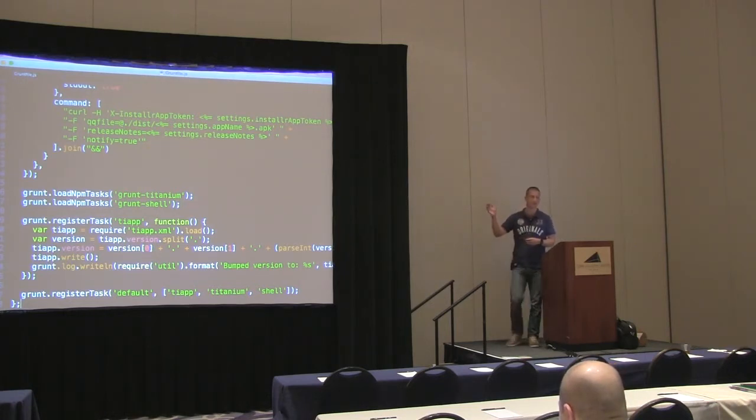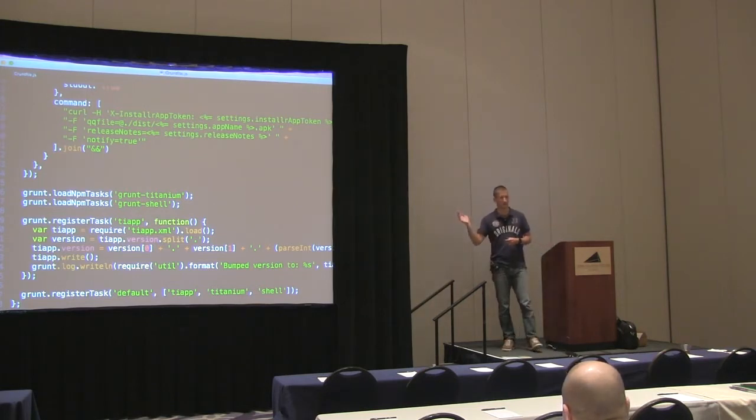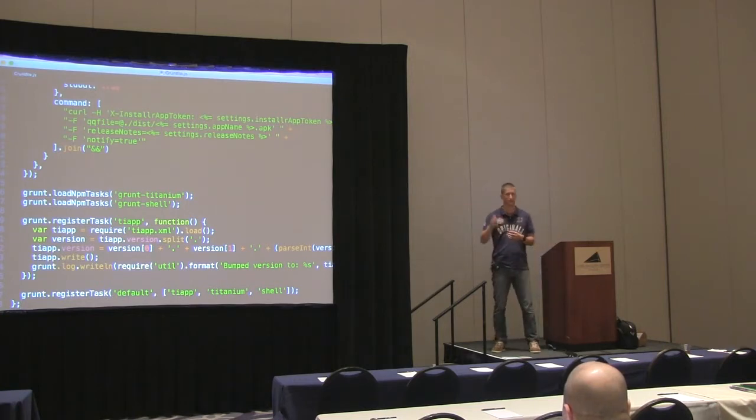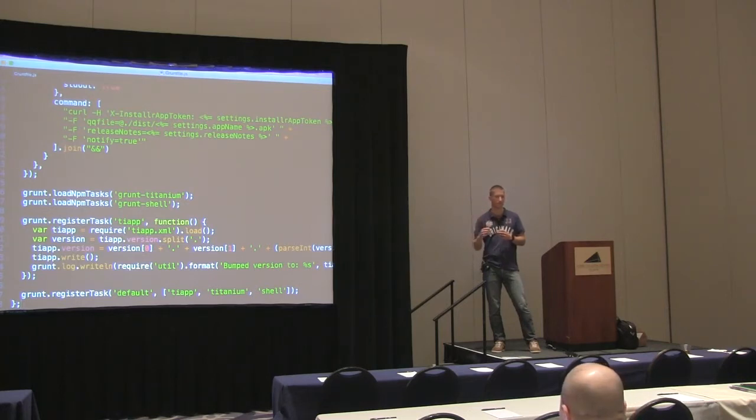There are Git contribution plugins for Grunt. So you can do a commit of all your code as it is at this moment, add a tag with the same version, and push that as well. So you can just create it as you want.